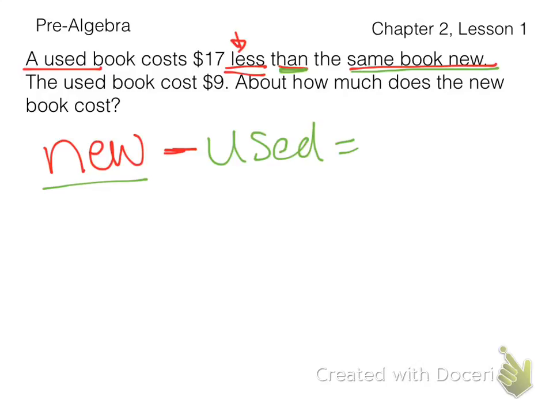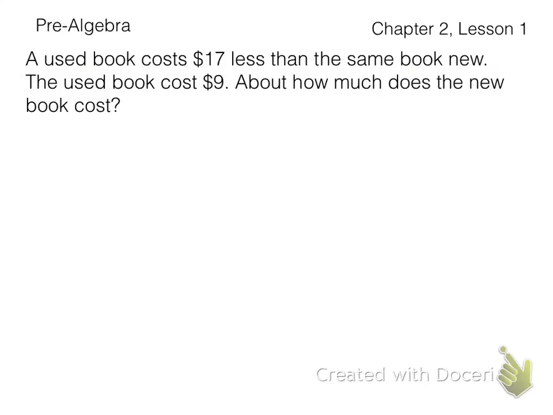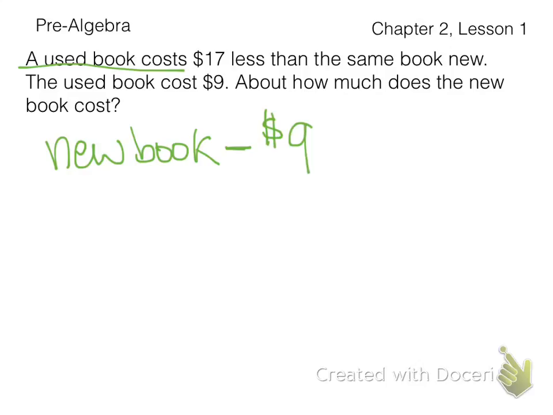Okay? So if I subtract them, basically, you're going to get a $17 difference. Okay? $17 difference. All right? A used book costs $17 less than the new book. Okay? Well, pretty much. So I can rearrange this, and I'm going to rearrange it like so. So we've got the new book, and we're going to subtract the used book, because we do know how much the used book costs. The used book costs $9, and we should get a difference of $17. Okay? So there we go.